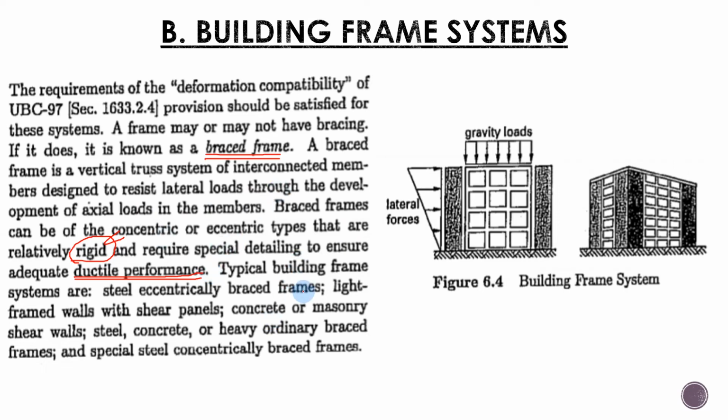Typical building frame systems are steel eccentrically braced frames, light frame walls with shear panels, concrete or masonry shear walls, steel, concrete or heavy ordinary braced frames, and special steel concentrically braced frames. So naa nay framing, naa nay columns, naa nay beams, then naa pod kay shear walls.